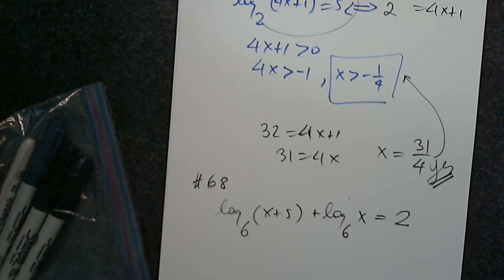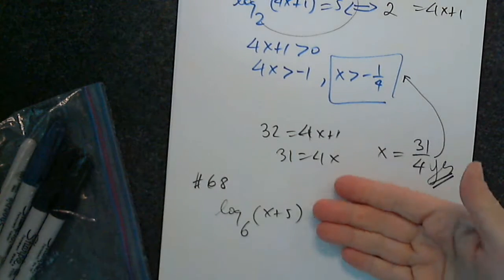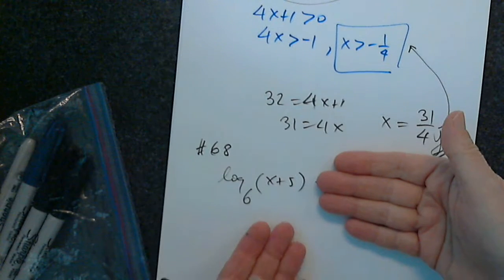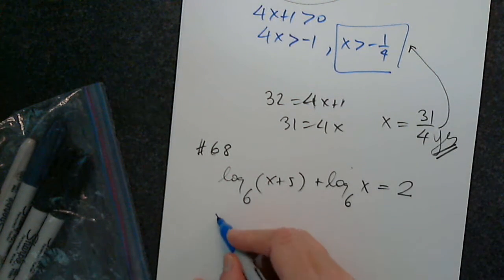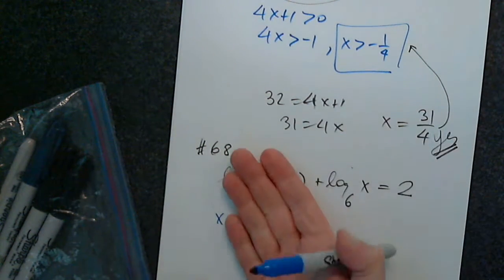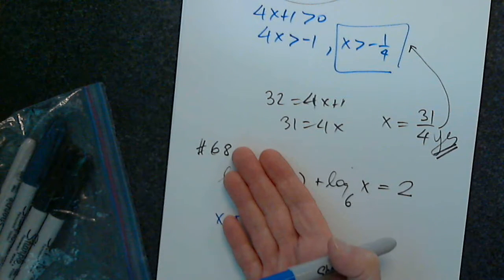It's a log equation. Very good. Excellent. Can you please tell me what to write for finding the domain of the first one? X plus 5 is greater than 0. Very good. X plus 5 must be greater than 0. Can you please tell me what about the other one?